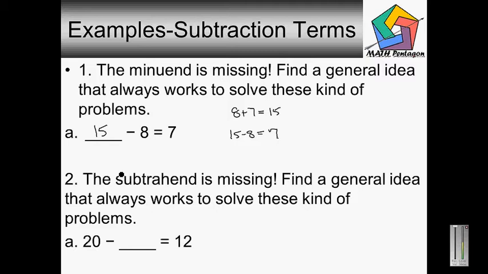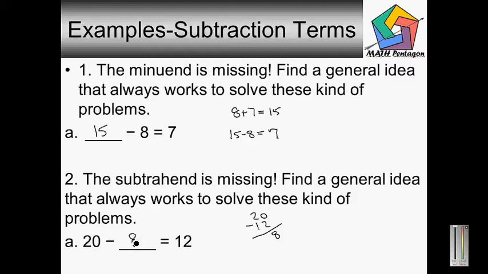Okay, let's go to our next one. We have the subtrahend is missing. Find a general idea that always works to solve these kinds of problems. To solve this problem, in order to find the subtrahend, I would just do 20 minus 12, and that would give me 8. So I plug in the new subtrahend, 8.